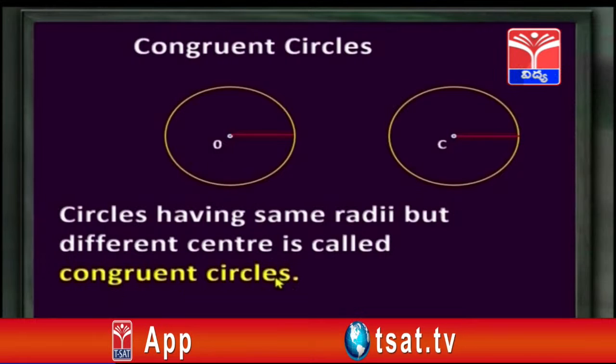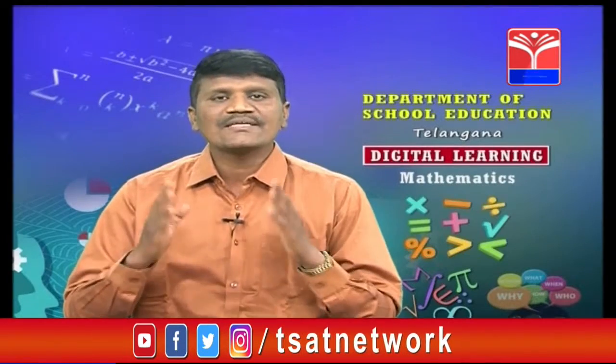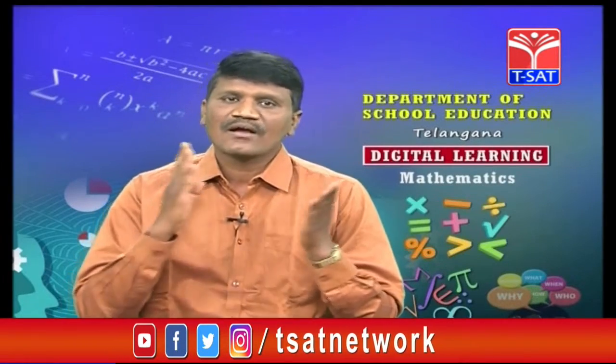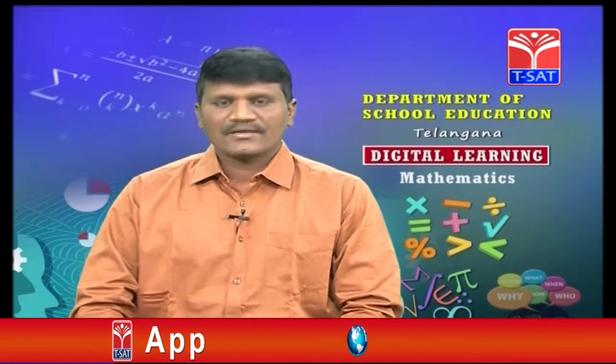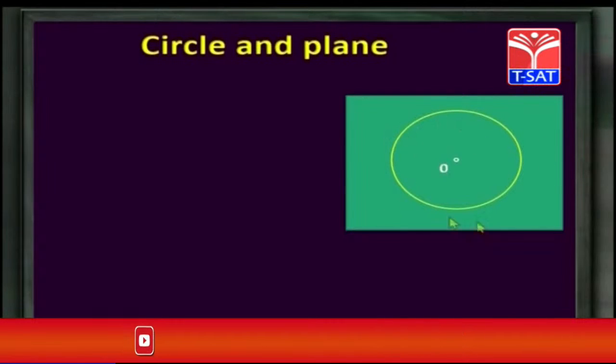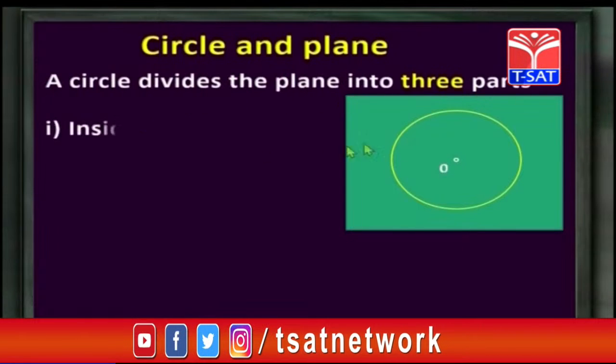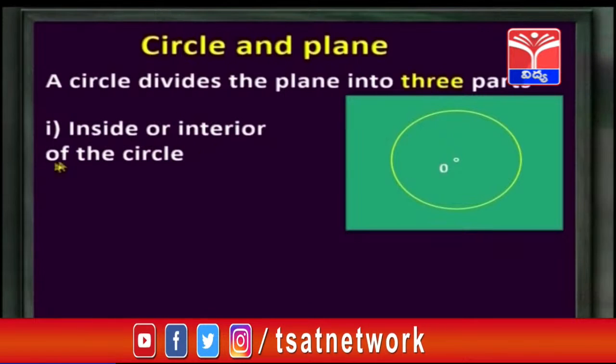What happens if the center and radius are both the same? The circles with the same center and same radii are called coincident circles. So, we have seen congruent circles, concentric circles and coincident circles. Now, let us see circle and plane. So, this is a circle and this is a plane. This circle divides the plane into 3 different parts. A circle always divides the plane into 3 parts: inside, or interior of the circle.